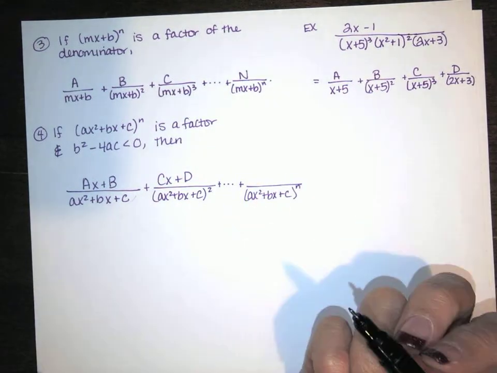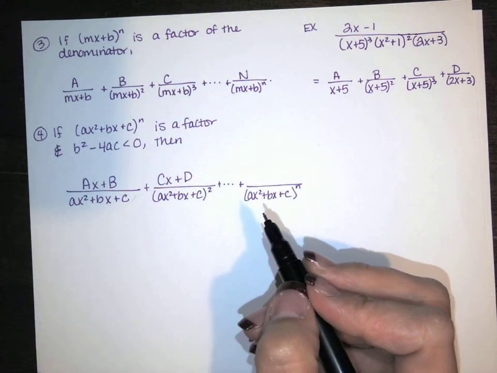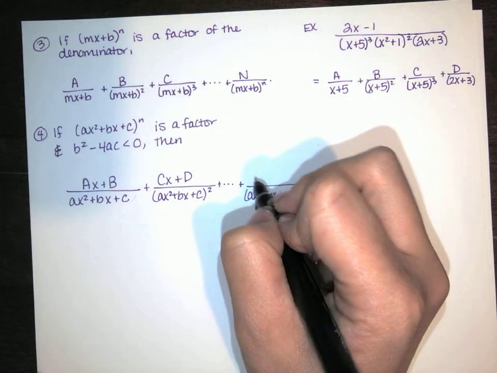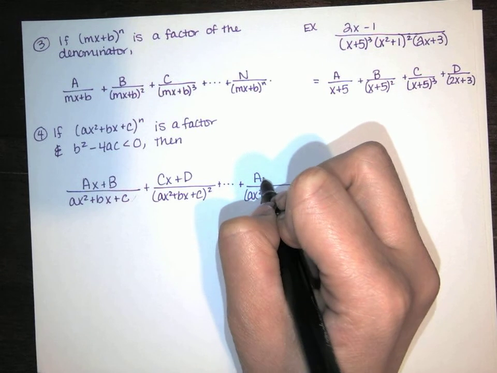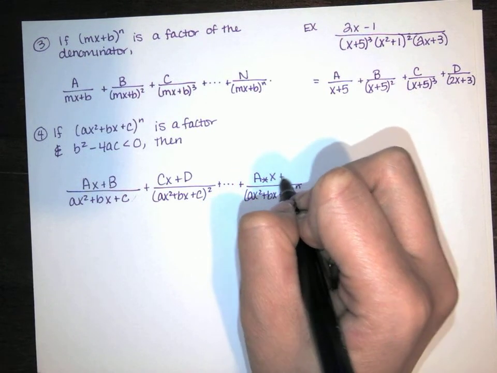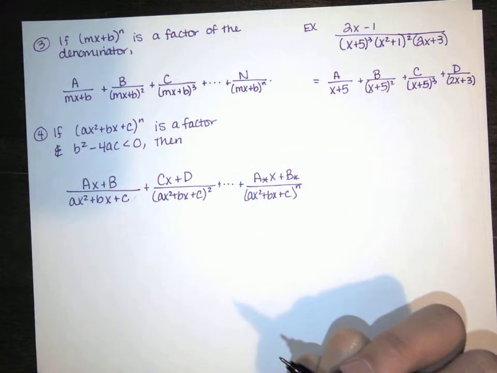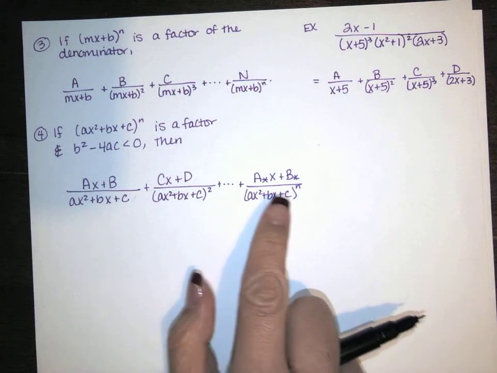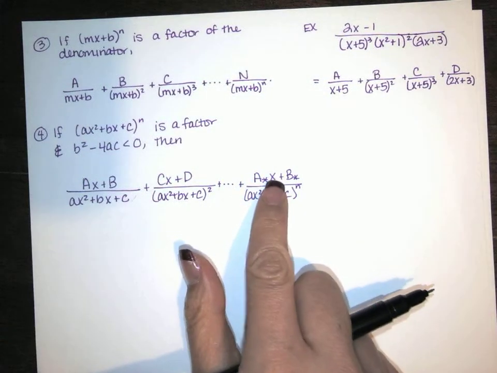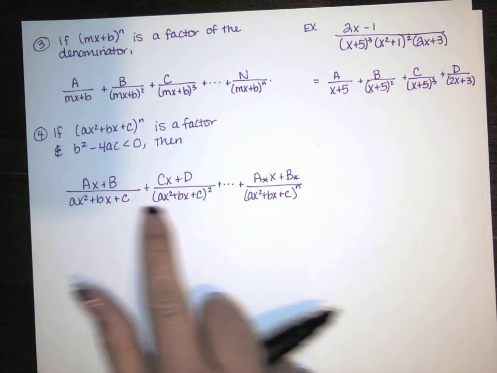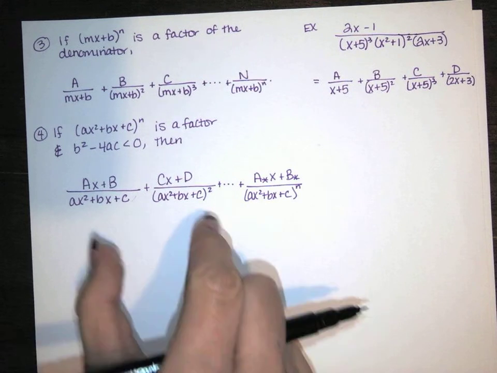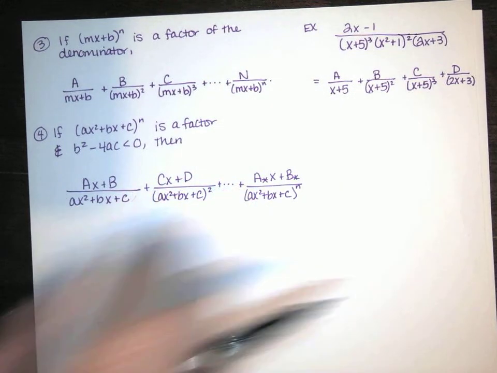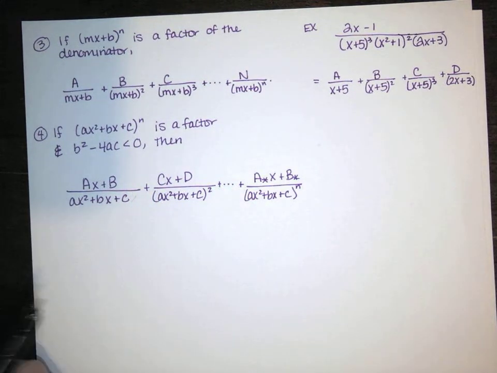And this guy over here, I'm not really sure what it would be. I'm just going to write a star x plus b star, little stars just to denote that they're different numbers. But I've got a number times x plus a number over here, and I get that for every single part in the partial fraction decomposition.